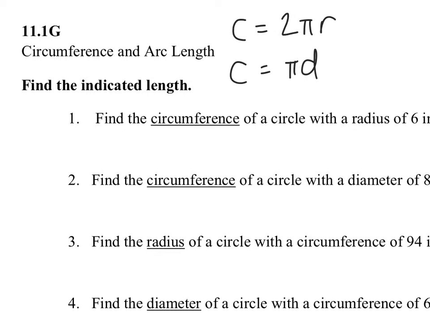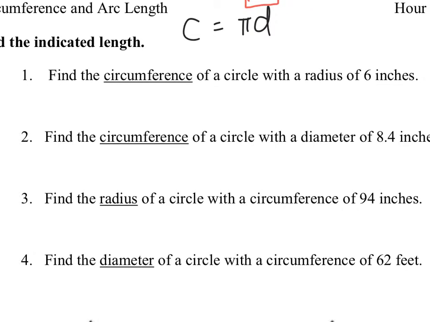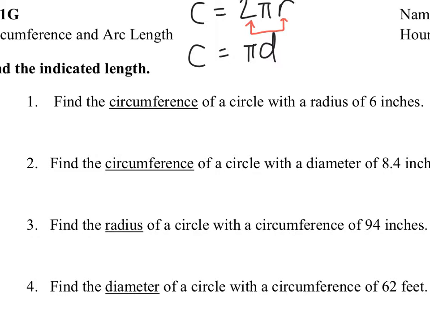But the diameter is also 2 times the radius. So we can substitute in 2r for d, and then we'd still get the same answer. So, depending on the information they give us, we're going to use one of those two formulas. So let's look at problem number 1. It's telling us to find the circumference of a circle with a radius of 6 inches.